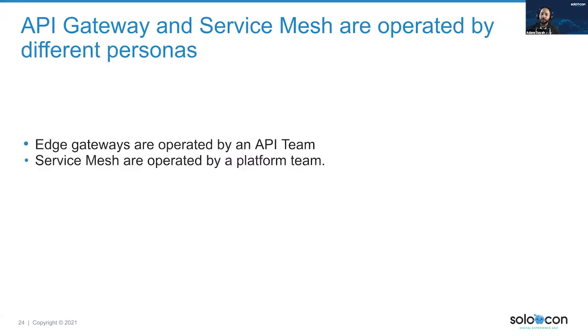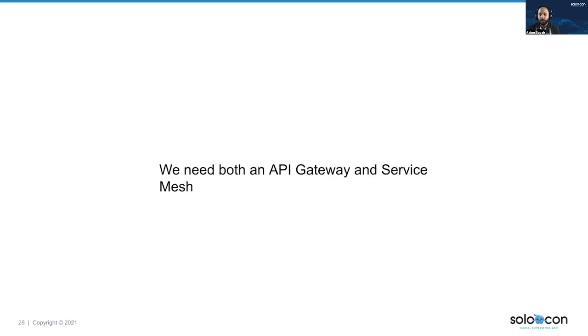Also, the service mesh and the edge gateway are usually operated by different teams. For the edge gateway, you'll have an API team designing the APIs and actually exposing them. And you'll have the service mesh team, which is mainly the platform team that enforces policies globally across the whole organization. So at this point we see that we need both of them. You'll need your API gateway at the edge, and you'll need your service mesh to deal with service-to-service communication.